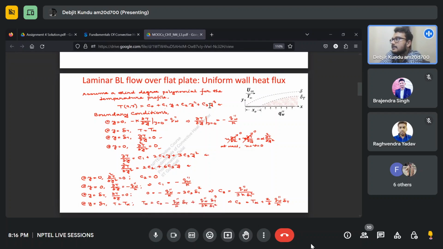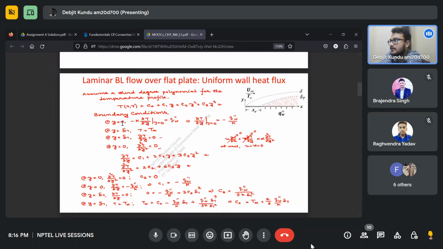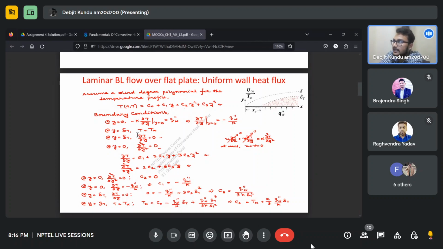Then using the boundary conditions. So this will be a different set of boundary conditions now. At y equal to 0, it would be minus k ∂T/∂y equal to q double prime. This is the heat flux. Since we have a constant heat flux, I can say that ∂T/∂y would be minus q over k. And at the boundary layer edge, it would be similar: T equal to T infinity and ∂T/∂y equal to 0.